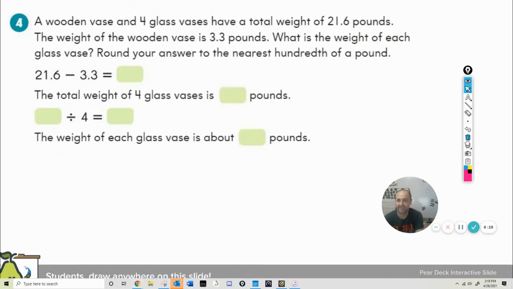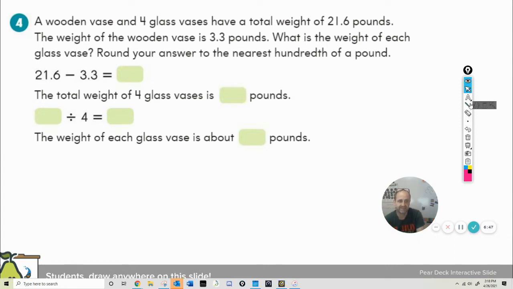All right. A wooden vase and 4 glass vases have a total weight of 21.6 pounds. The weight of the wooden vase is 3 3/10 of a pound. What is the weight of each glass vase? Round your answer to the nearest hundredth of a pound. Why? Because the book says so.